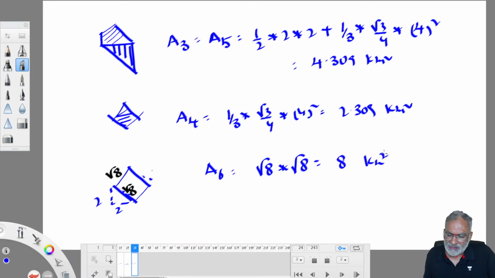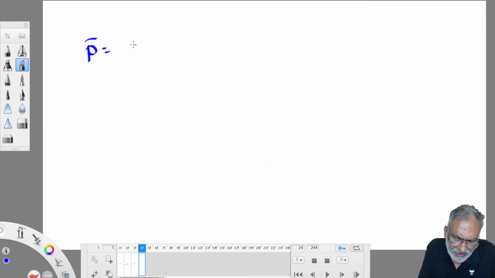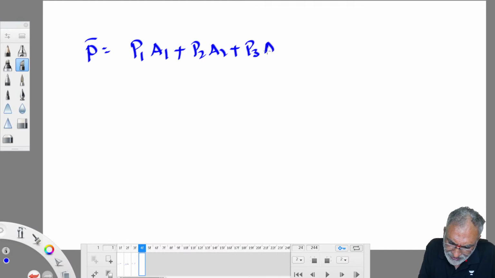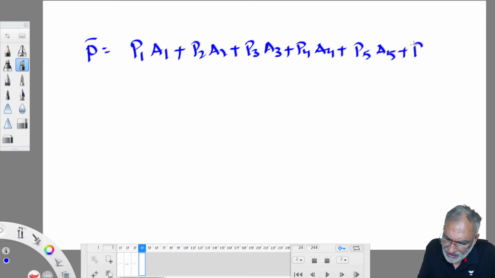So we got areas. Now rainfall values already known to you. Can't work out by mean precipitation. So P bar is equal to P1 into A1 plus P2 into A2 plus P3 into A3 plus P4 into A4 plus P5 into A5. 6 stations are there. P6 into A6 by total area.